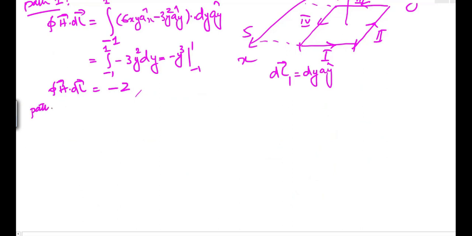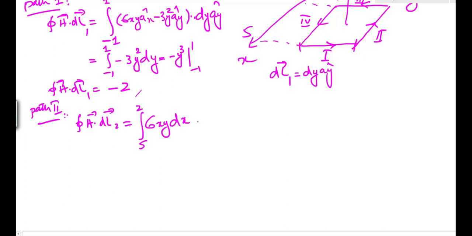Similarly we can perform this for path 2 also. So the H dot dl2, this was dl1. For H dot dl2, you just have to go to path 2, which is from 5 to 2 in the x direction. The change in length is only in the x direction. That's why the tangential component of the field to this is only 6xy. So we can directly write 6xy dx, and x changes from 5 to 2. If you solve this, we will obtain minus 63 amperes.